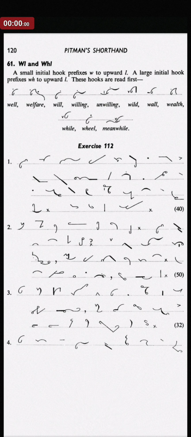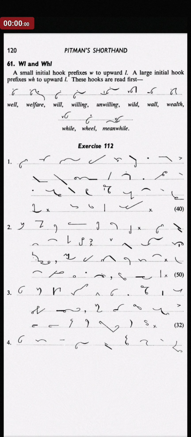Hello students, after completion of 3 exercises from chapter number 14, today we will do WL and WHL of the compound consonants. It's a part of compound consonants. A small initial hook is used before W with upward L to create the sound of well, with L. Clear? Next, a large initial hook prefixes WH for the heavy sound of W to upward L. What will it create? Wheel, okay, as in wheel.